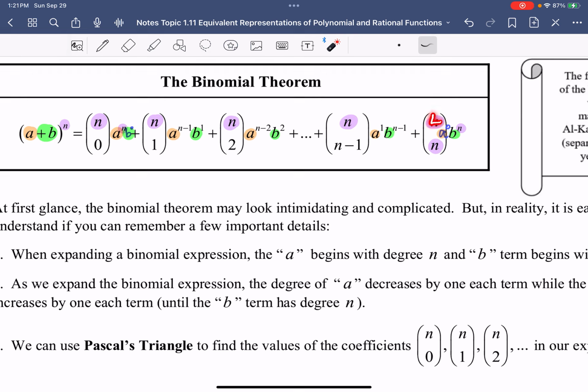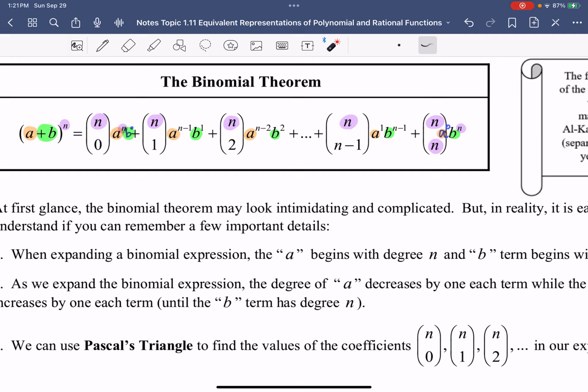So let's say it was degree 4, then you would do 0, 1, 2, 3, and then you would stop at 4. Okay, so those go up by 1. For the degree, again, let's say this was 4, and so then this would also be 4. The next power of a is n minus 1, which would be 3. N minus 2 would be 2. And then we have 1, and then we have 0. So those go down by 1. 4, 3, 2, 1, 0.